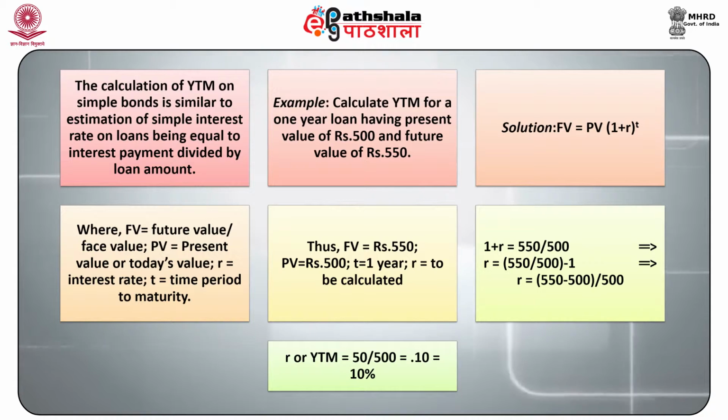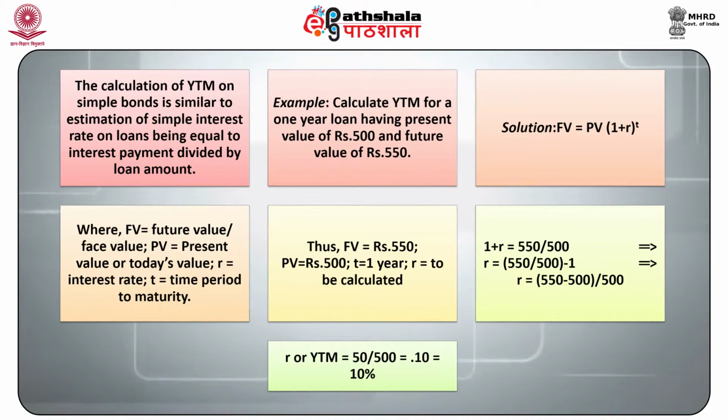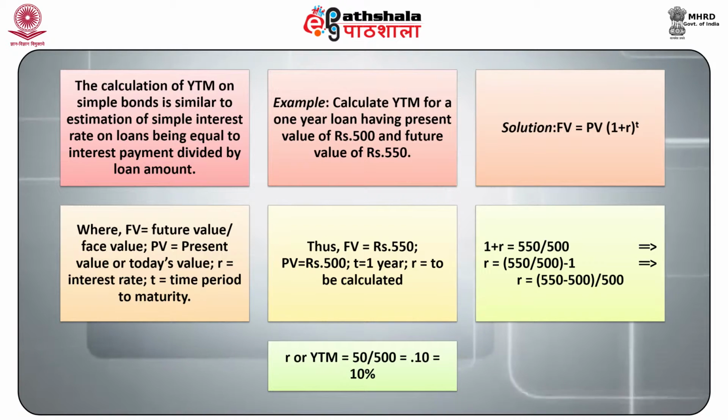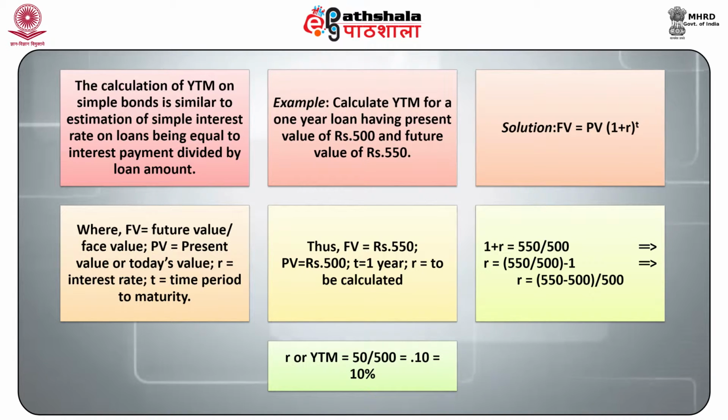power T. T is the time period of maturity. Future value 550, present value 500, T is 1, R needs to be calculated. So if we put all these numbers into the above formula, we come out with R. R is equal to 10%, which is nothing but yield to maturity.